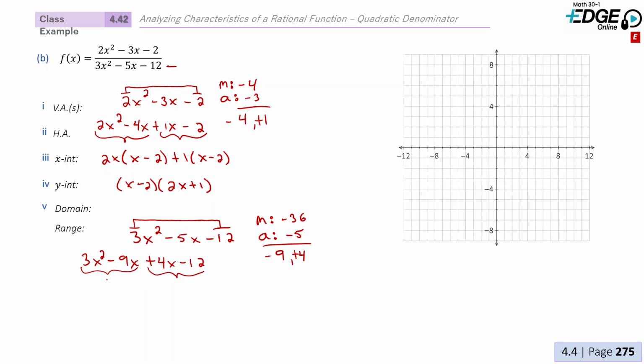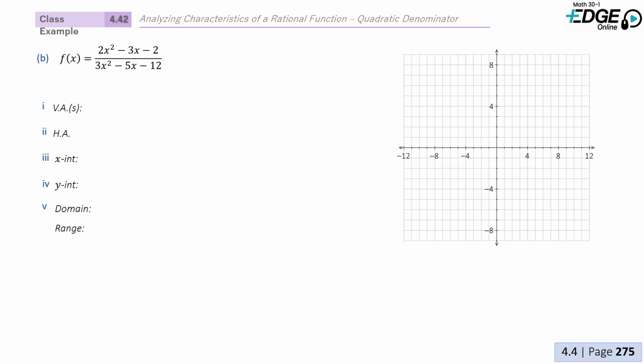So for the first part, we will have 3x and then x minus 3. And then for the second one, we'll have plus 4, and then we'll have x minus 3. So then our factors here would be x minus 3 and 3x plus 4. All right, so we did the hard work of factoring those.